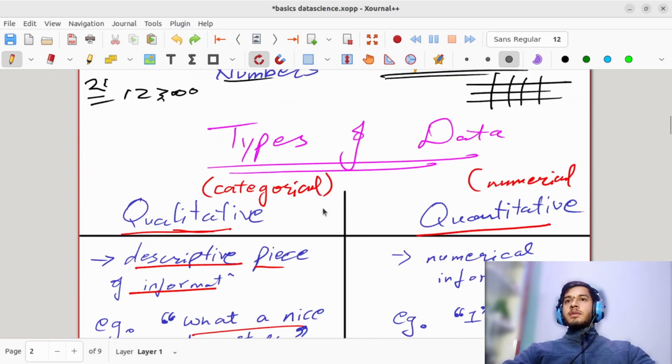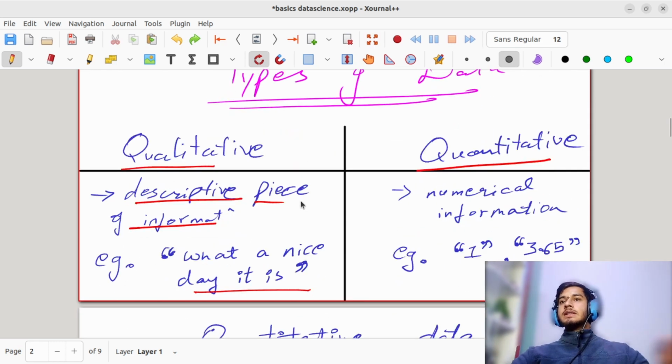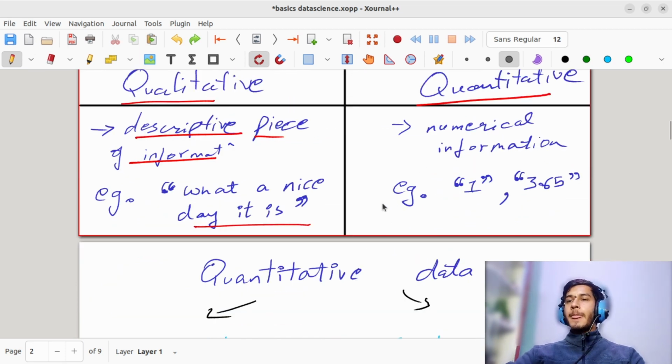Let me remove all these things so that I can share this PDF with you, so that you can go through it once after this class, or whenever you get time, to revise the concepts, right? Okay.